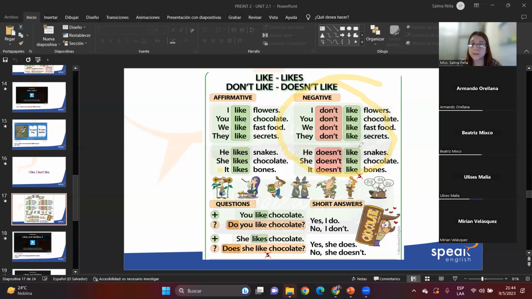Yes, it's a question. In Spanish, what is the different translation of like? Because in the sentences, for example, they don't like secrets: Ellos no tienen secretos. No les gustan. In the next, he doesn't like snakes, the same: no les gusta. Por eso es para hablar de lo que nos gusta.